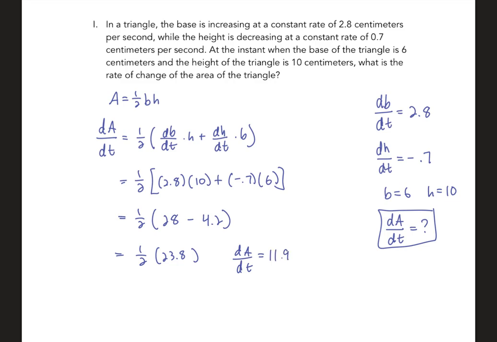Okay, and then dA/dt, so area is square units, so square distance, which is square centimeters. And then time is in seconds. Alright, so super easy to make a mistake. I made a couple.